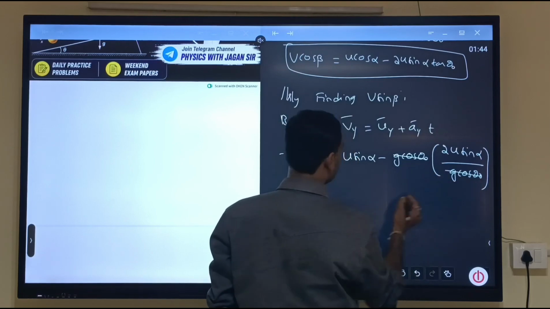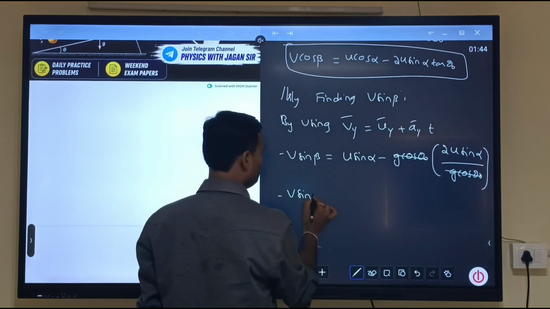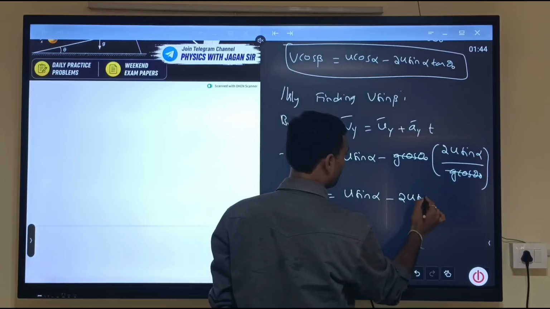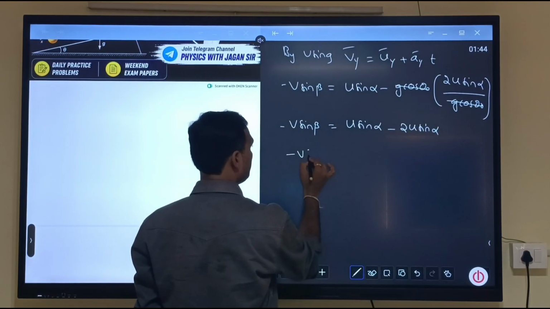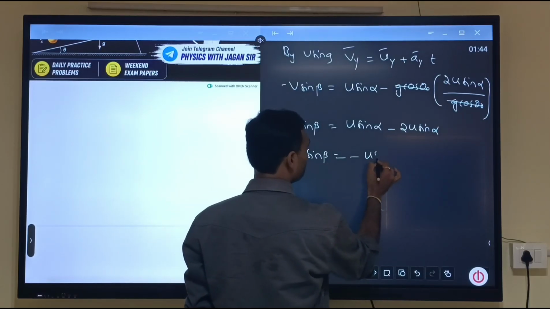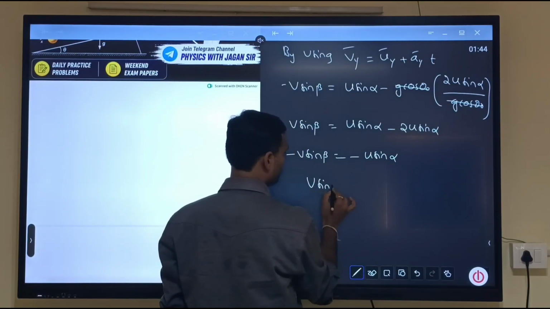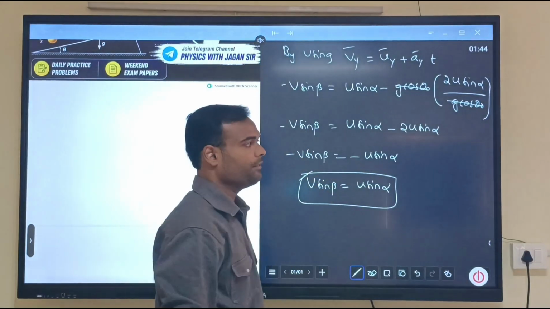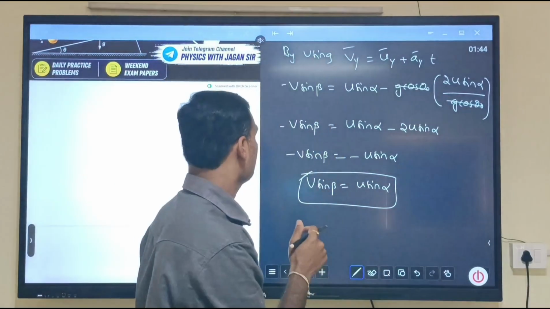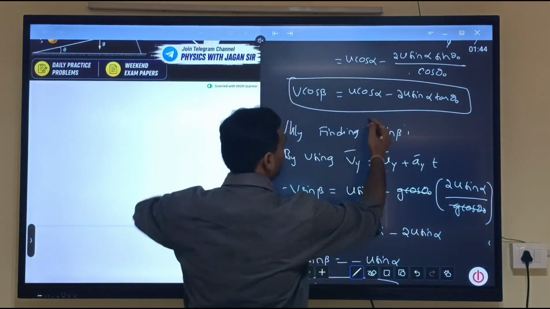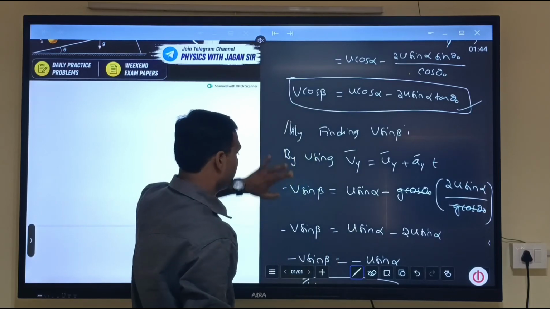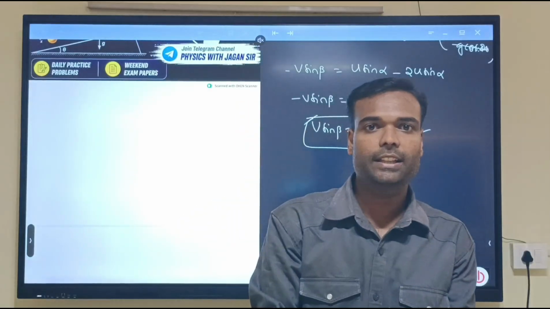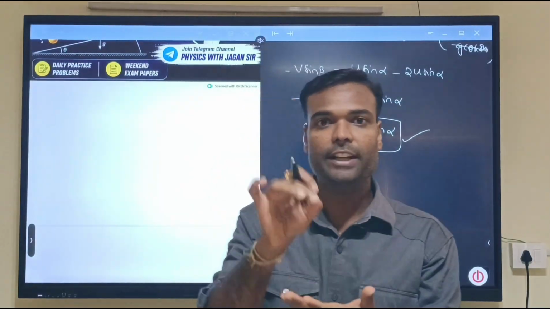Then these will be cancelled. Minus v sin theta is equal to u sin alpha minus 2u sin alpha, then minus v sin theta is equal to minus u sin alpha, then v sin theta is equal to u sin alpha. And these are the v sin theta and v cos theta, the final velocity on the x-axis and final velocity on the y-axis, and we can substitute the equation to get the final velocity of the object at the point of impact.